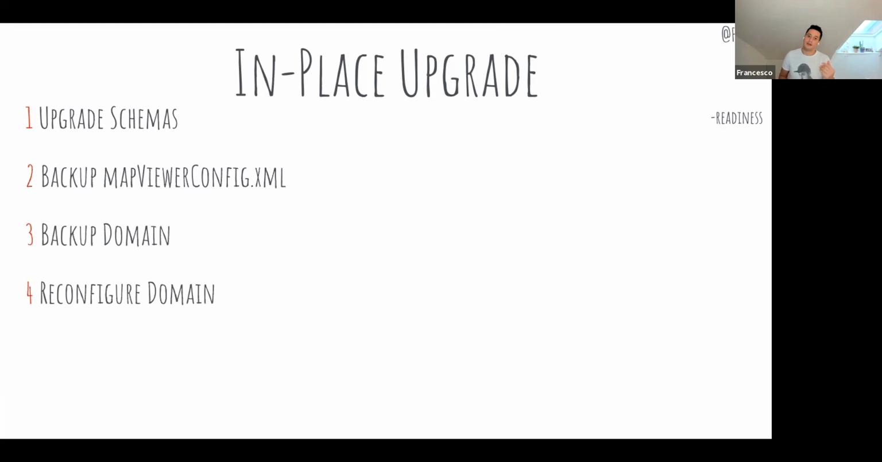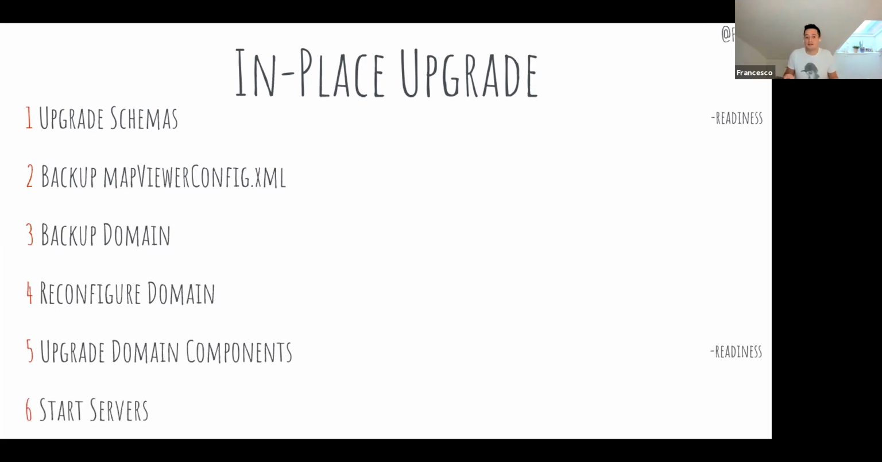And then you start reconfiguring the domain in order to have the domain working as OAS expects it to work. And then you upgrade the single components, for example, the presentation server, the BI server, etc. Again, for this last one, you have the readiness option to check that the components are ready to be upgraded. Last bit is you just start the server, and this is done from an upgrade point of view.